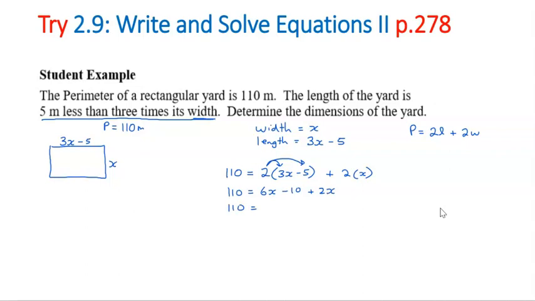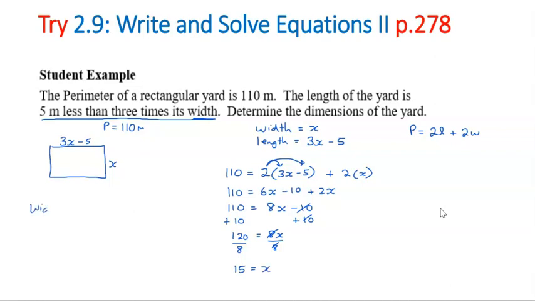110 is equal to 8x, I collect my like terms, minus 10, and now I'm going to isolate. I'm going to add 10 to both sides. And that is going to give me 120 is equal to 8x. My final step is going to be division by 8. Divide by 8 on both sides. And so that's going to give me 15 is equal to x.